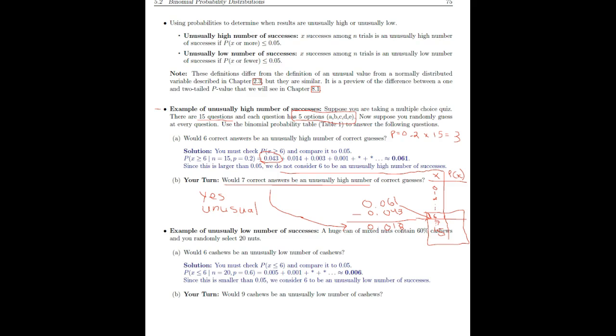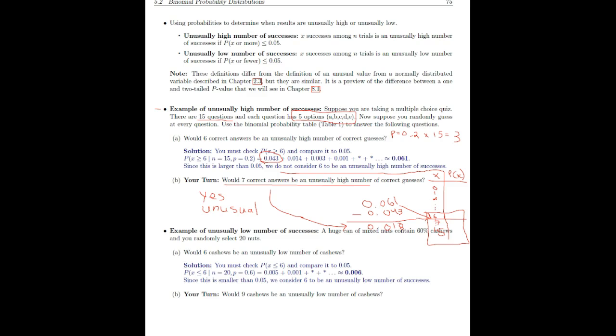All right, cool. So let's go on to our next example. Example of an unusually low number of successes. A huge can of mixed nuts contains 60% cashews. You randomly select 20 nuts. Would 6 cashews be an unusually low number of cashews? The way we determine this is we need to find the probability of getting 6 or fewer cashews, add up all those probabilities, and find out if it's greater than or less than 5%.